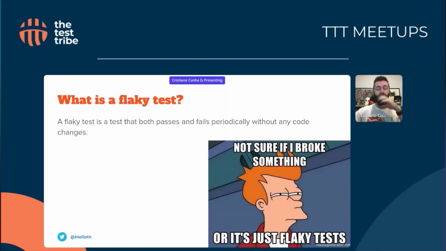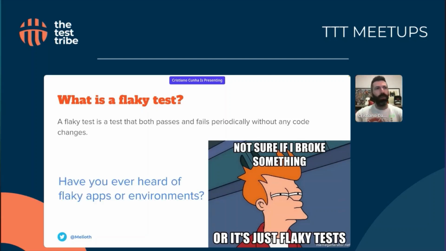But that behavior is really causing an uncertainty about the results. So we are not sure if we are breaking something or it's just a flaky behavior. But my question here for you is, why were we so fast into sticking the flaky tag into testing? Because I don't remember seeing any flaky applications or flaky environments.